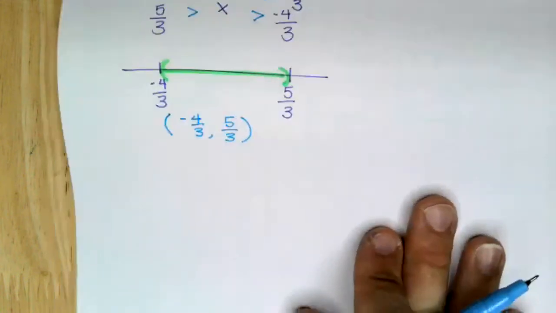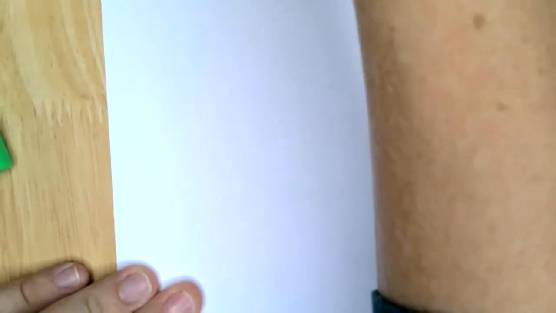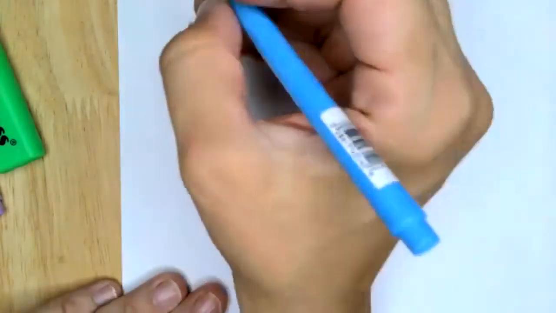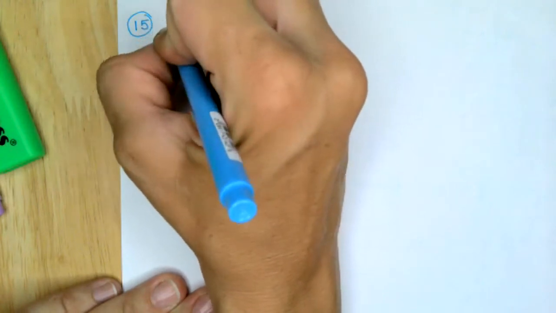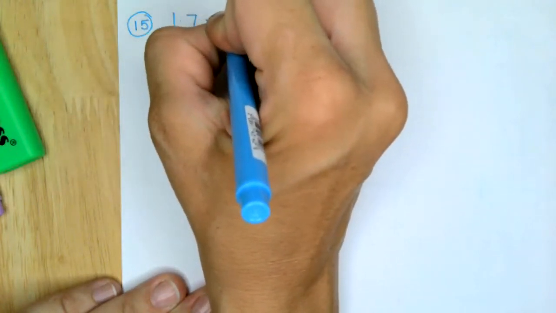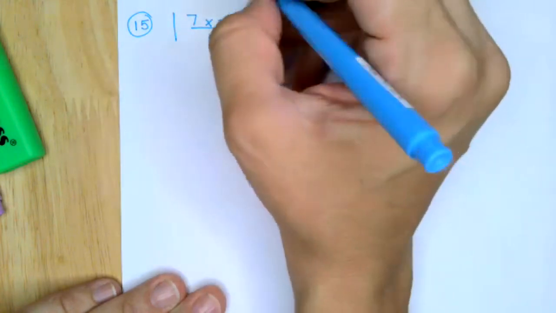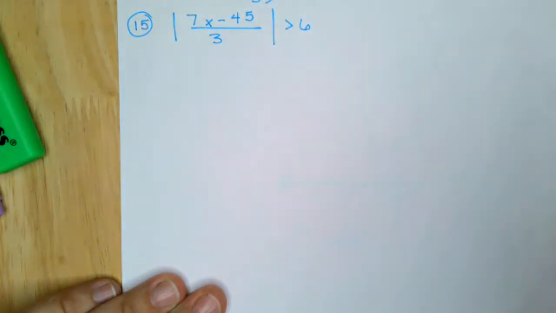And number 15, let's do number 15. The absolute value of 7x minus 45 over 3 is greater than 6.